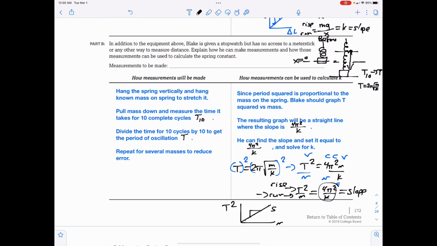And the slope is equal to 4 pi squared over k. Now, to solve for k, you would just invert that, and that's how you'd solve for k.